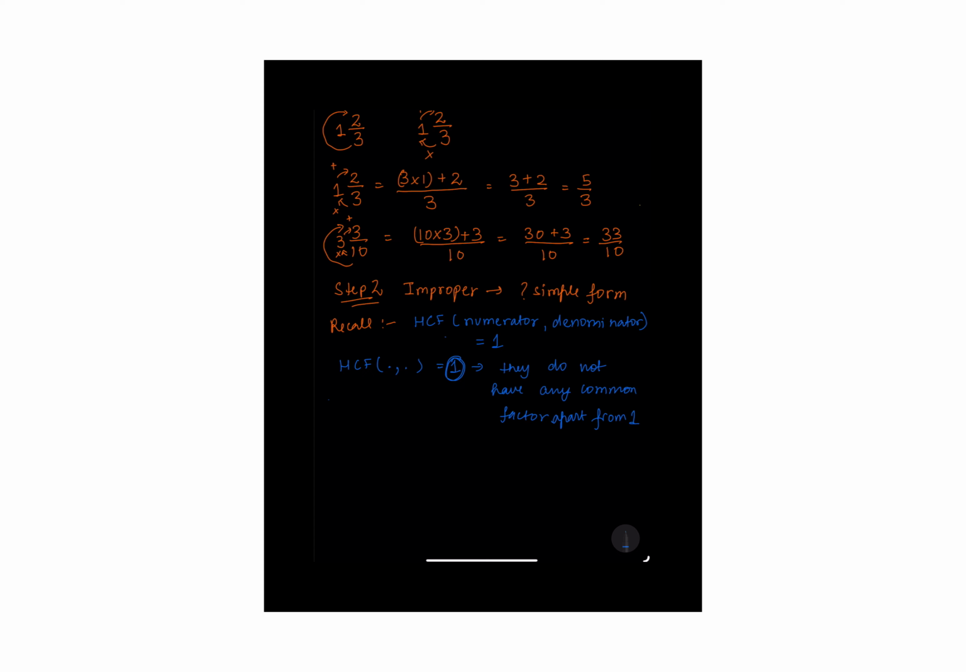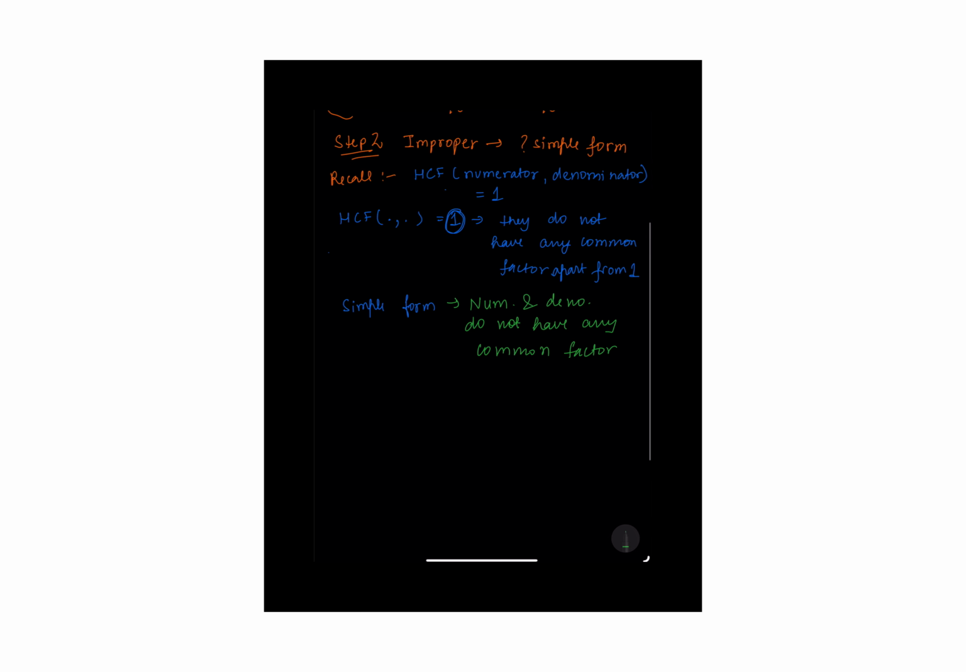And in that case, your fraction is in simple form. When is it in simple form? It is in simple form when your numerator and denominator do not have any common factor apart from 1.